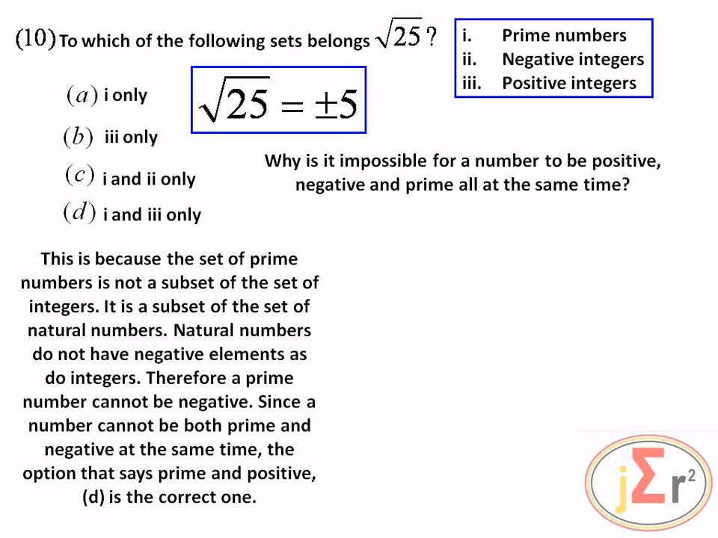Therefore, a prime number cannot be negative. Since a number cannot be both prime and negative at the same time, the option that says prime and positive, which is D, is the correct one.